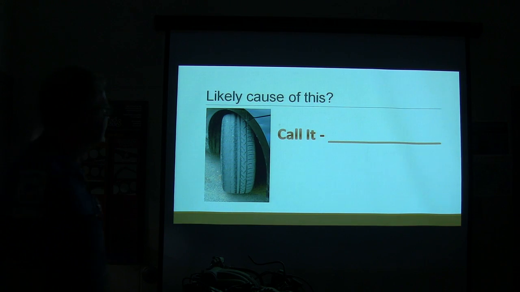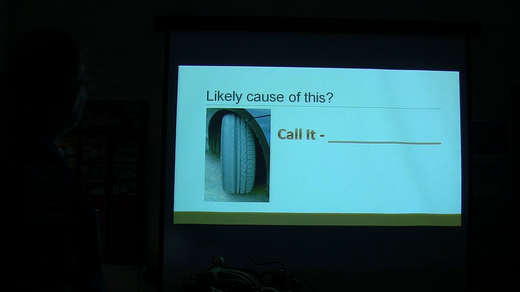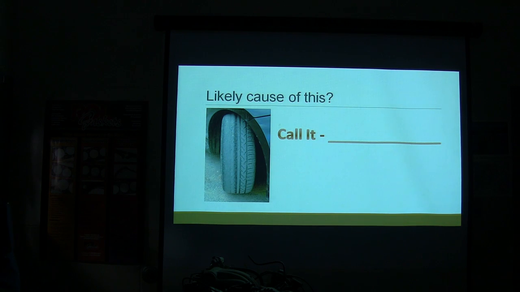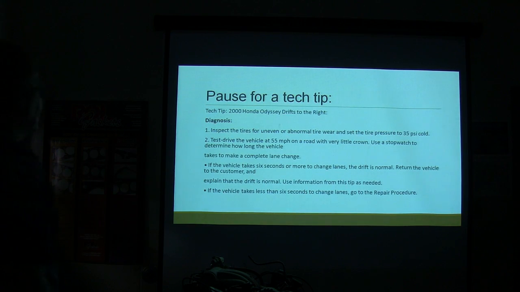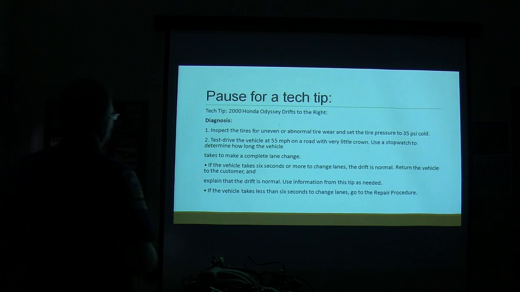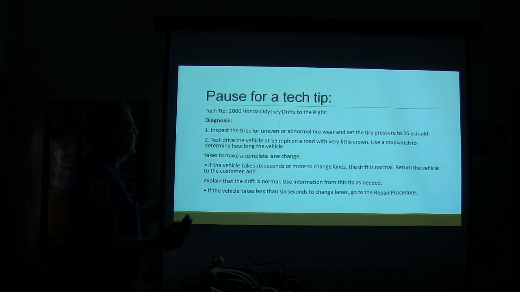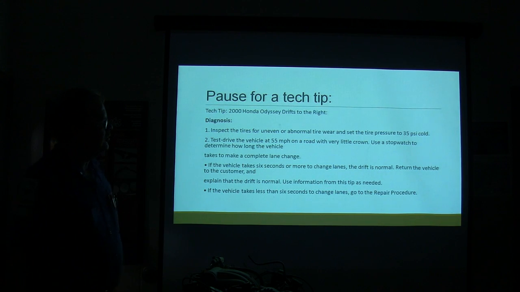Positive camber? Looks like positive camber to me, and also you can have a toe issue with that one too, you know. All right, now we're gonna pause for a tech tip on a 2000 Honda Odyssey that drifts to the right. First thing you're supposed to do is inspect the tires for uneven or abnormal tire wear. Everybody knows that. Set the tire pressure to 35 PSI cold.